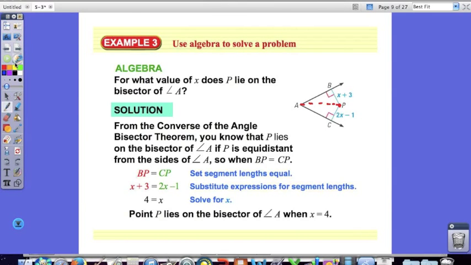Also, we can use algebra to solve some problems. They ask for what value of x would P lie on the angle bisector. So basically, since P needs to be equidistant from B and C, we see that both segments there meet at 90-degree angles. We need x plus 3 to be equal to 2x minus 1. When we solve, we get 4.